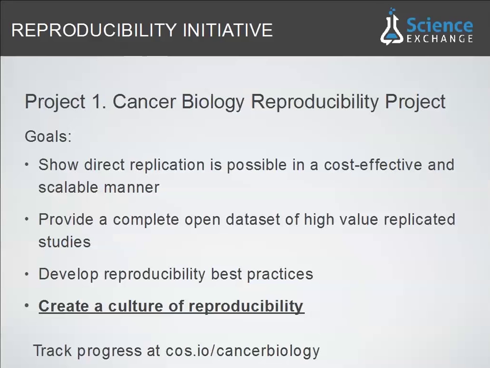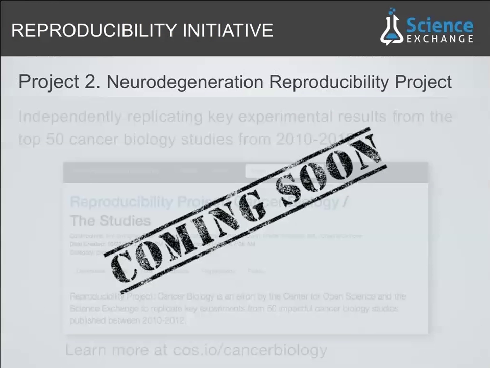So you can track the progress of this project at cost.io/cancerbiology. Several additional reproducibility projects have been launched and are currently being funded, like the Neurodegeneration Reproducibility Project, to extend these types of high-quality replications into other fields.